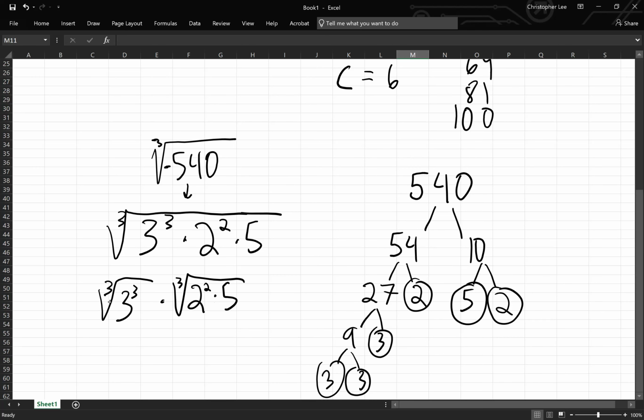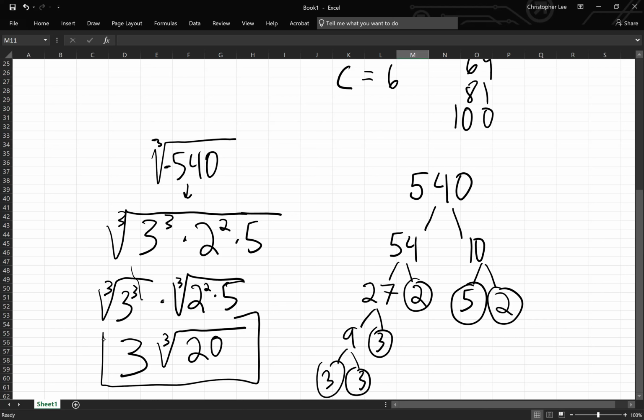Now you already know the cube root of 3 cubed, these are going to cancel out, leaving back just the big 3 in the front. And then we're going to have the cube root of 2 times 2, which is 4, and then 4 times 5, that's 20. So this is your answer.